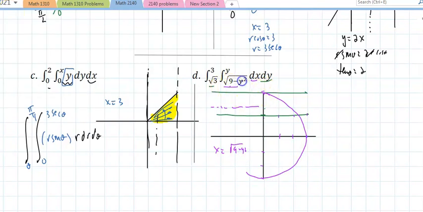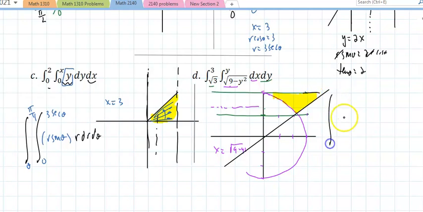It runs from that to x equal y. X equal y is a line cutting at 45 degrees. So what are they talking about? They're talking about this region. An odd region. Okay, no problem.